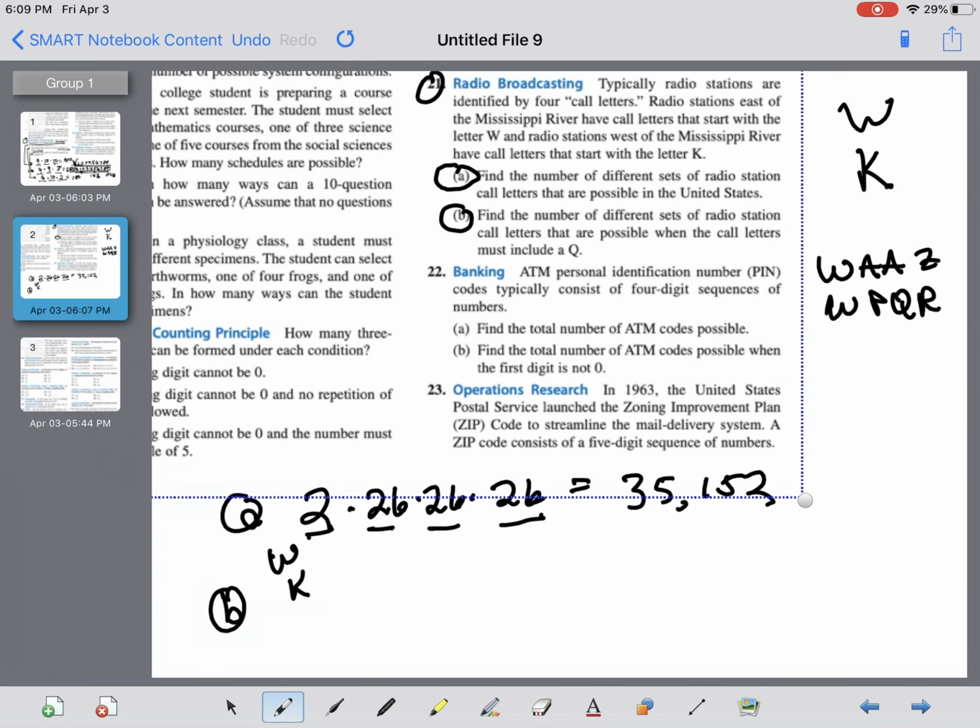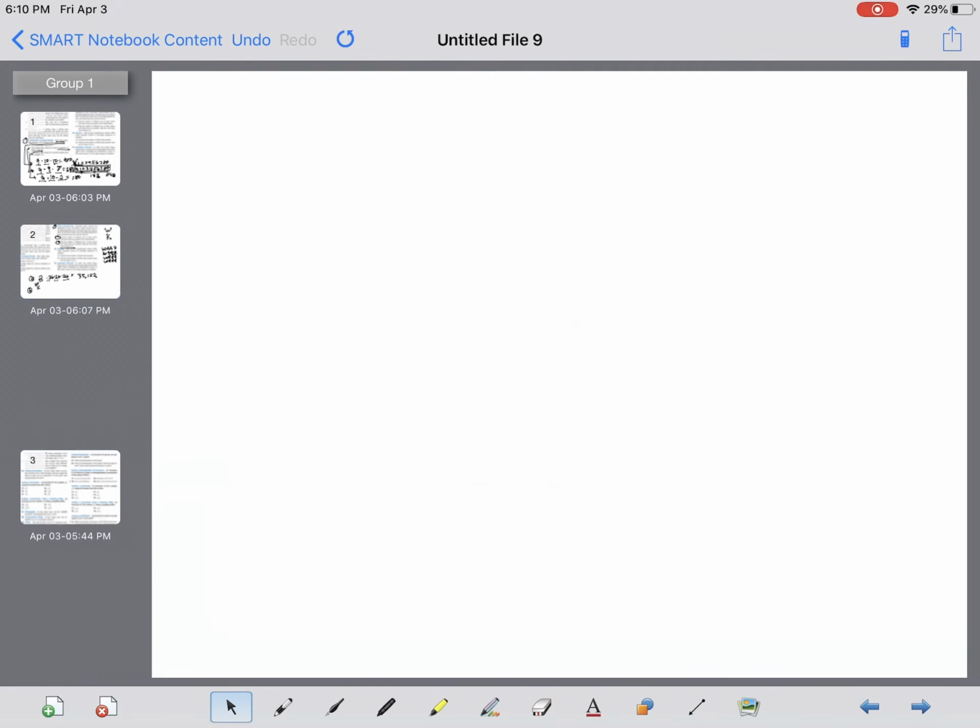All right, and then the B part's really interesting. Find the number of different radio stations where the call letters are possible when the call letters must include a Q. It didn't say only one Q, so I guess we could have this, or we could have this. All right, so I broke it down into some different scenarios like this. And, oh yeah, I forgot I couldn't extend the page here. So let me go to a new page.